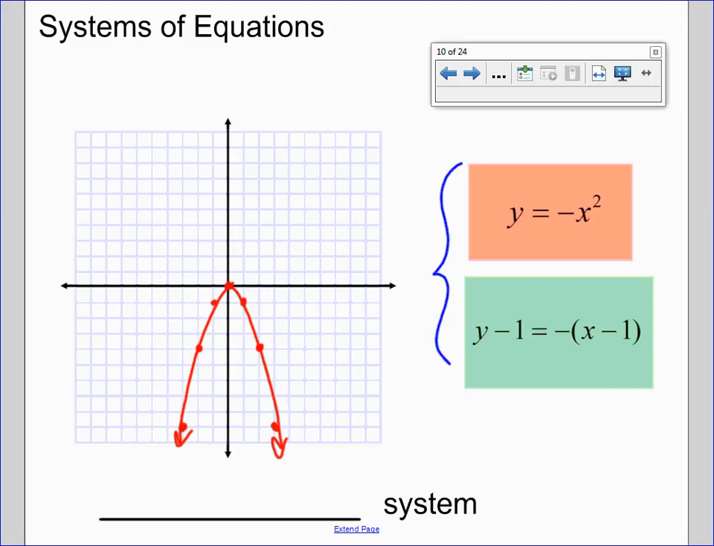y minus 1 equals negative quantity x minus. Doesn't this look like the same line? It looks like it has the point positive 1 comma positive 1 and a slope of negative 1 over 1. And so when I graph this, from that point I can count down 1 over 1, down 1 over 1, down 1 over 1, careful, and backwards.